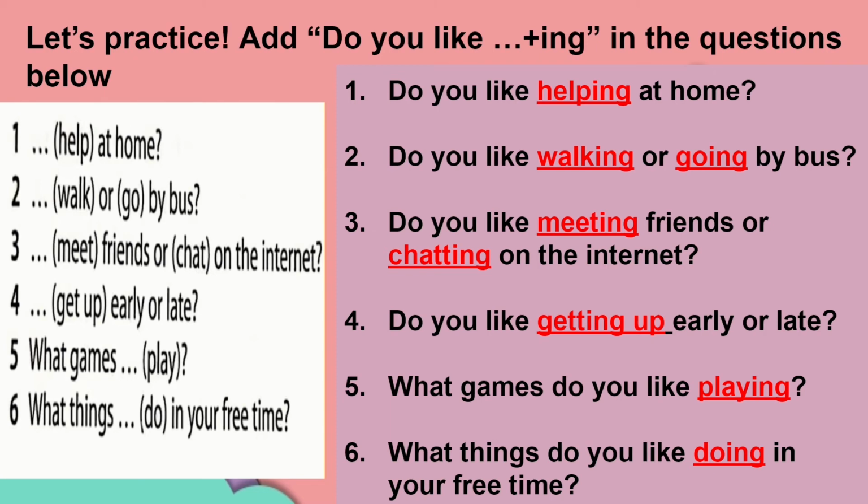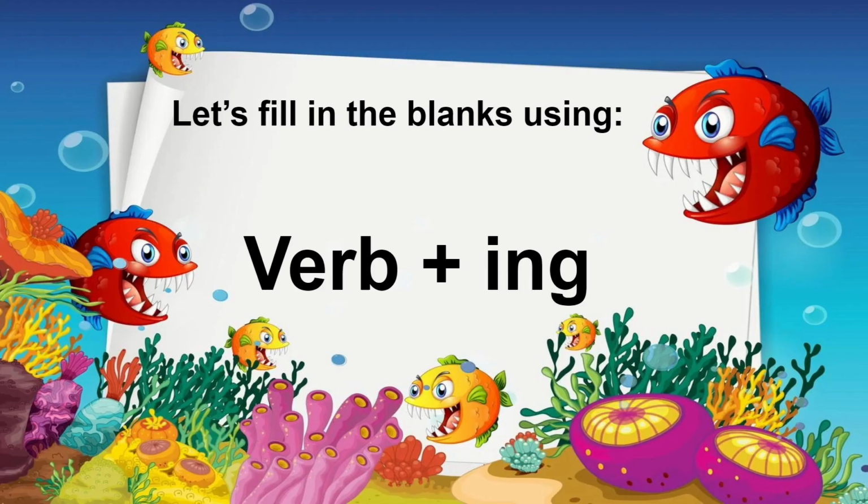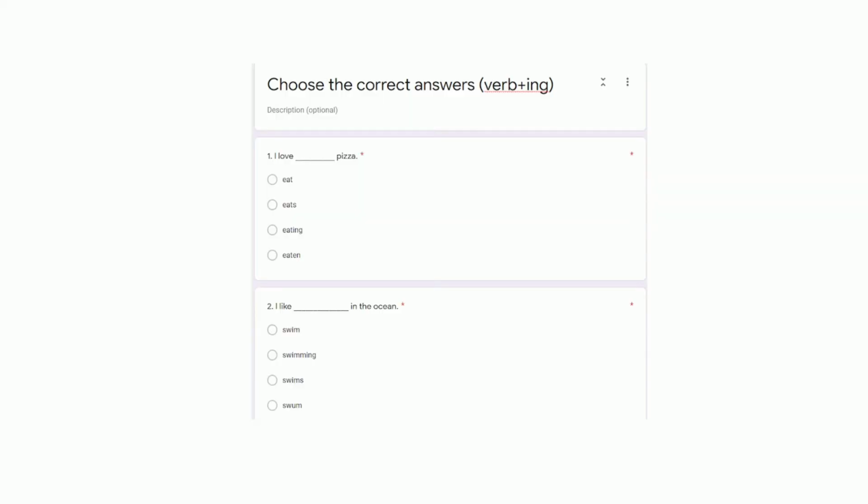Okay, did you manage to get it all correctly? Well done. Okay, now let's fill in the blanks using verb plus ing. So in the description box below or in the Google Classroom, I have prepared a Google form link for you to answer using verb plus ing. Let's see. Okay, so now let's have one example. I love, is it eat, eats, eating, or eaten pizza?